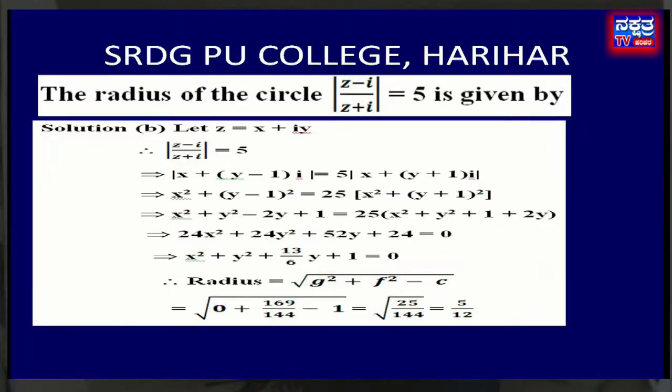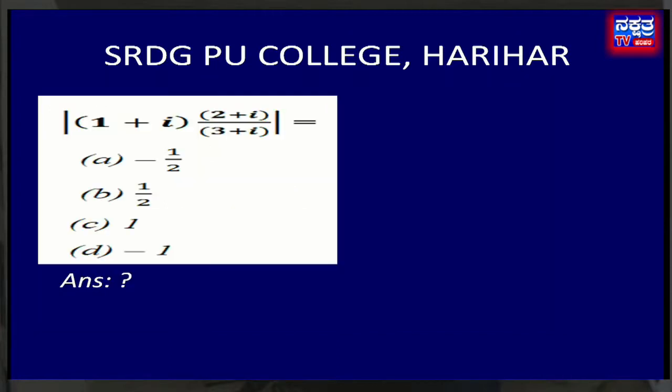Watch the monitor. After solving, we are getting the circle x square plus y square plus 13 by 6 y plus 1 equal to 0. Then the radius is root of g square plus f square minus c. If you apply the values of g, f, c, then we are getting the answer 5 by 12. We'll continue the next question on the monitor.